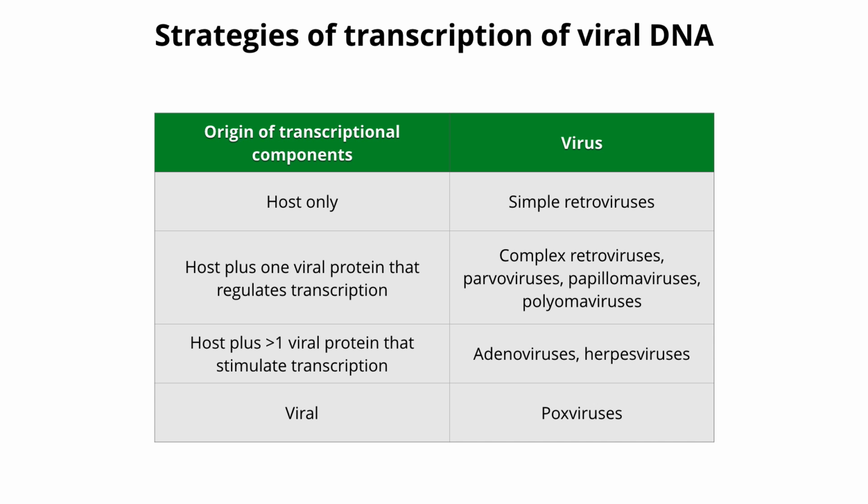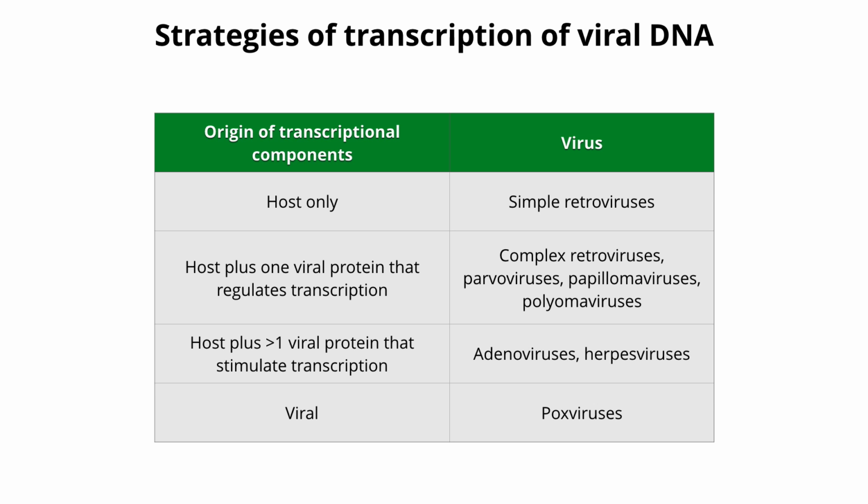So here's a table which lists the origin of the transcriptional components in particular viruses. So for simple retroviruses, the transcriptional system, that means RNA polymerase II and all the accessory proteins that I've been talking about, the DNA binding proteins, the co-activators, everything comes from the host. You'll see later what we mean by that. There are retroviruses that encode just a few proteins and some that encode a lot of proteins. So the ones that encode a few proteins we call simple. They're not really simple. No virus is simple, okay?